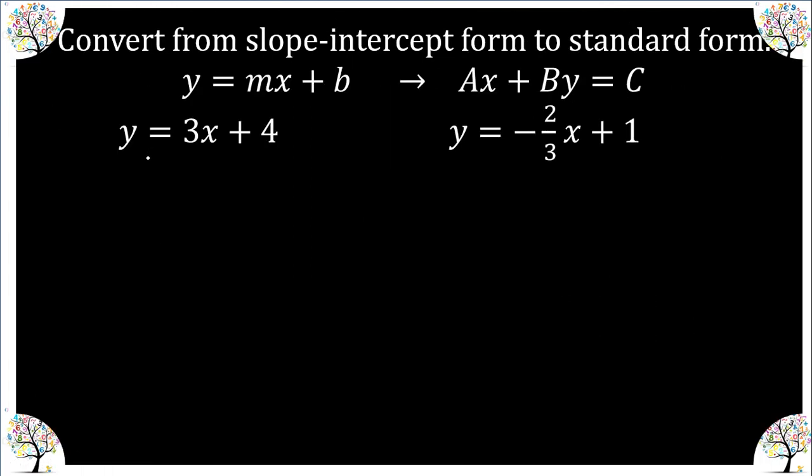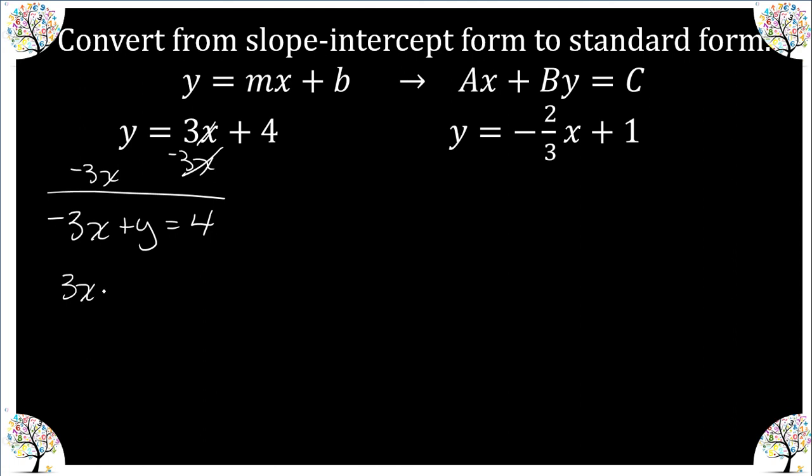Okay, let's convert this to standard form, since they're in slope-intercept form. So we need to get this x term on the left side, so we simply subtract out 3x. Both the -3 and 1 are integers, so we're good to go. The only thing is sometimes they may want this leading coefficient to be positive, so I can multiply through by -1, and it just changes every term to its opposite sign. So both of these are correct.